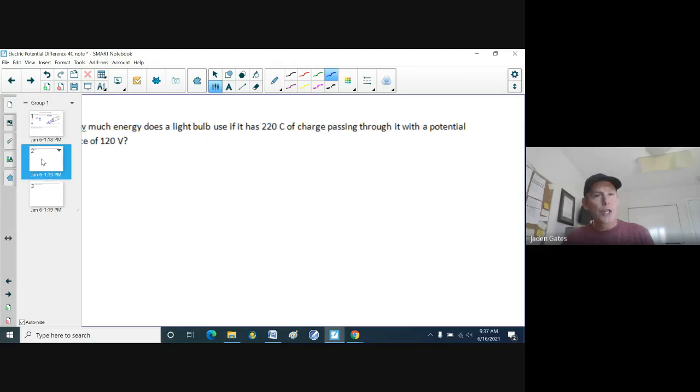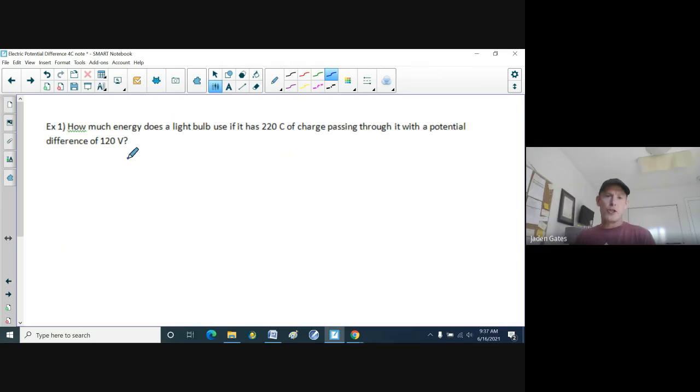All right, so again, voltage is how powerful each of our charges are. All right, so we get to example 1 here. How much energy does a light bulb use if it has 220 coulombs of charge passing through it with a potential difference, again, that's another word for voltage, of 120 volts? All right, so what we're looking for here is how much energy is being used.